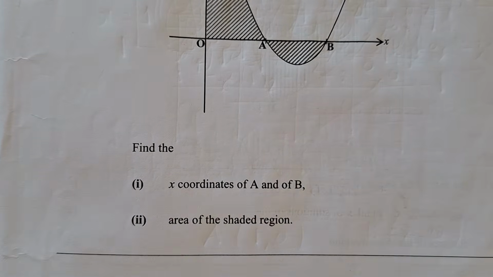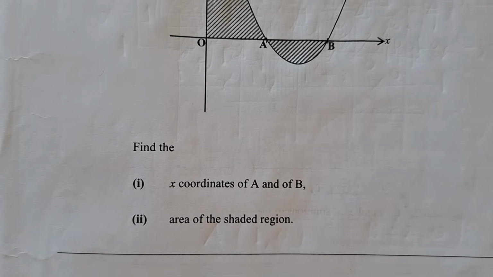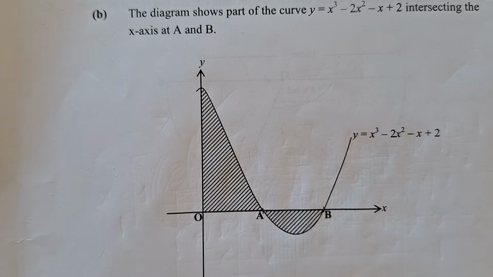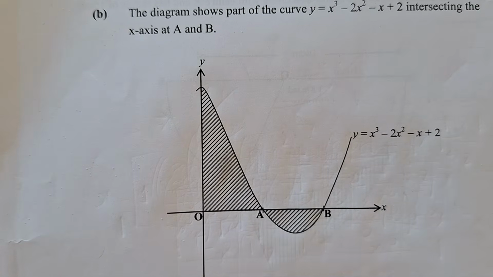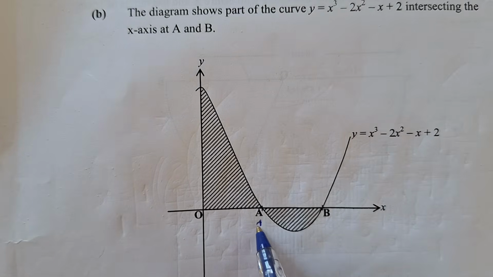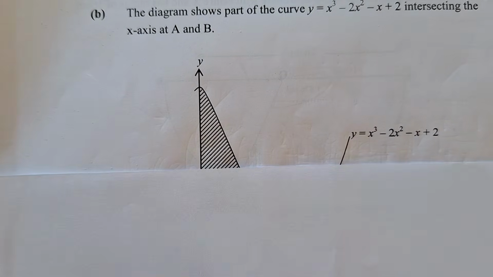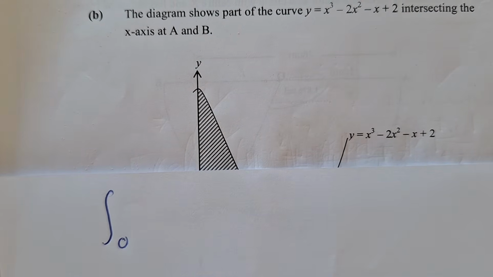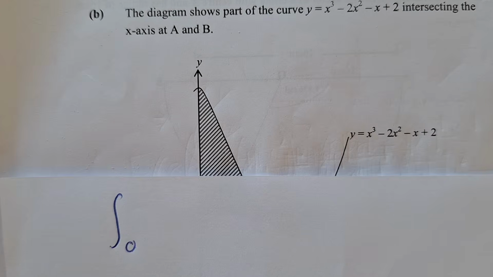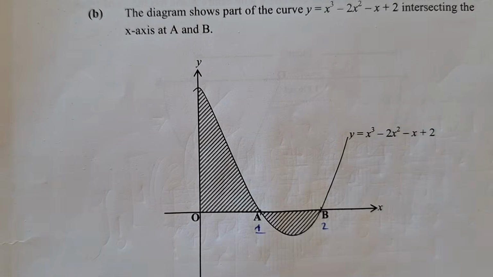Okay. Let's check out the next question. Area of the shaded region. All right, so for question B, we need to find the area bounded by this shaded region. Okay. So we know that here there is a 1 and here there is a 2. So for the limits, we're going to do this. Integral, the limits from 0 to 1. Okay, that's for the first one. Limits from 0 to 1. Hopefully you'll be able to see.